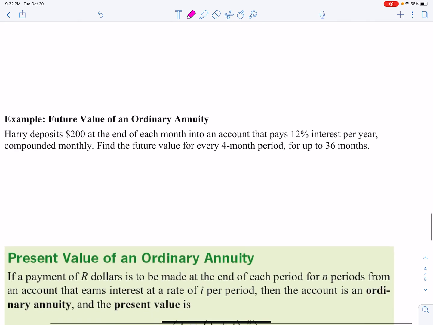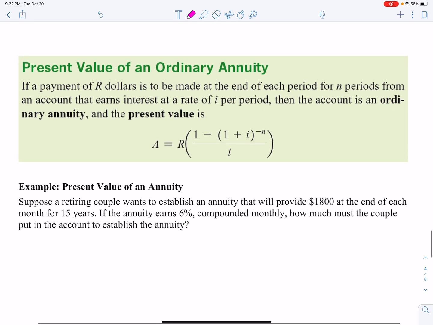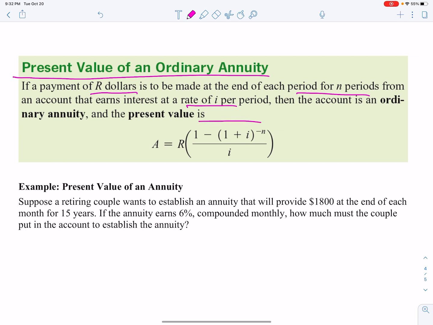We're going to go on to this one. This is present value of an ordinary annuity. If a payment of R dollars is to be made at the end of each period, so R dollars per period, n periods, interest rate I, then the account is an ordinary annuity, and the present value is, again, this wild equation here. So you plug in, PEMDAS, get your answer.